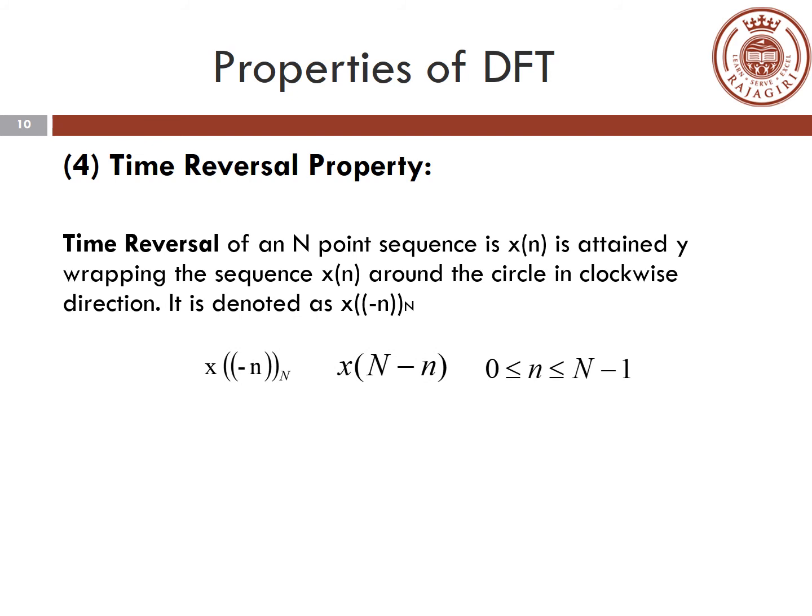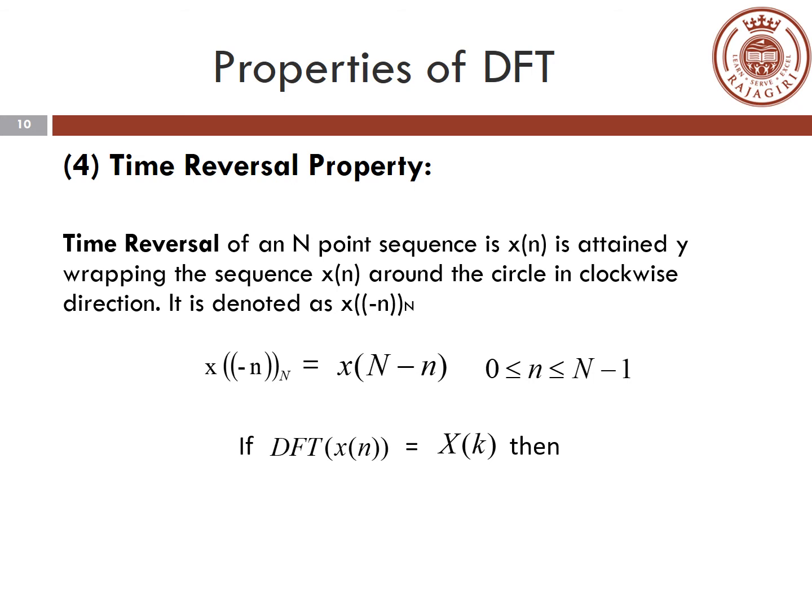So I can write it like this. If x of minus n, a circular time reversal, is equal to x of N minus n. This is the notation that we have already seen. So anyhow, just understand that it's going to be the opposite direction when you time reverse it. So now look at the property.